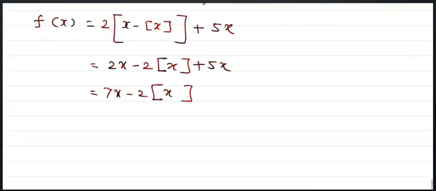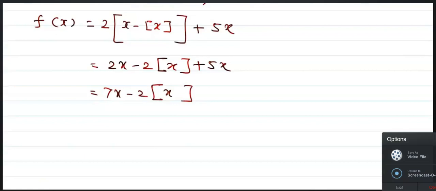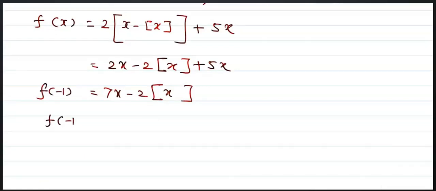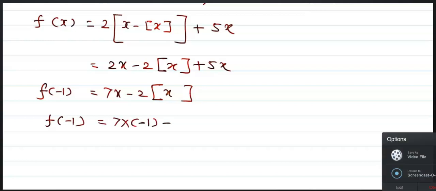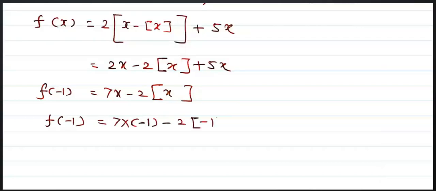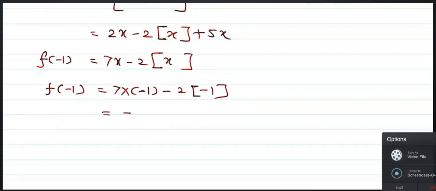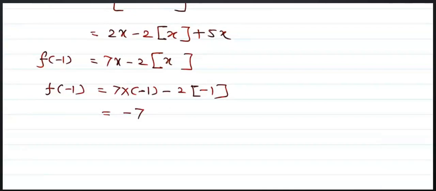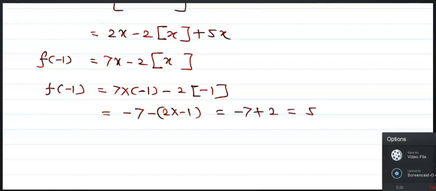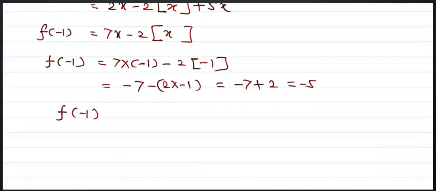You will get 7x minus the integral part of x minus 2 times the integral part of x. Now again, f of minus 1. Therefore, 7 into minus 1, minus 2 in bracket the integral part of minus 1, that is equal to minus 2, into minus 1. And therefore that minus minus will become plus, and hence minus 7 plus 2 equals minus 5. This is the answer.